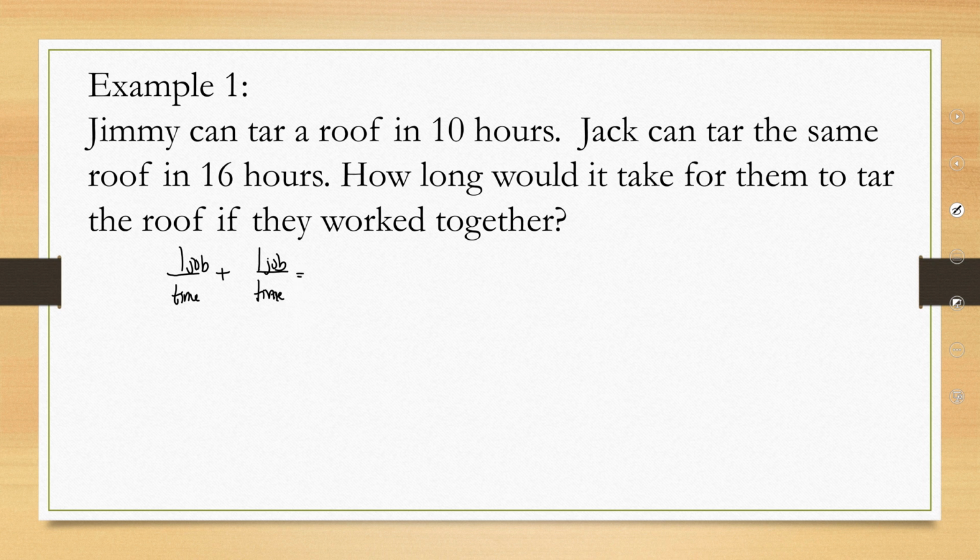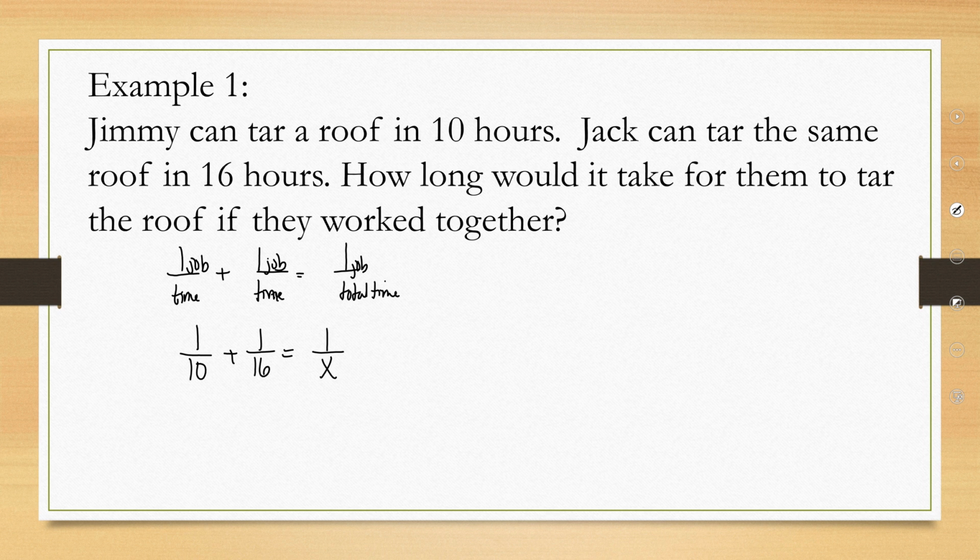And that equals the one job over the total time that it takes everybody to do it if they were to work together. Okay, so again, Jimmy's is going to be represented by him tarring one roof in 10 hours, 1 over 10, plus Jack tars one roof in 16 hours, and that equals 1 over x, because we don't know how long it takes if they were to work together. Hopefully it would be less than the 10 hours.